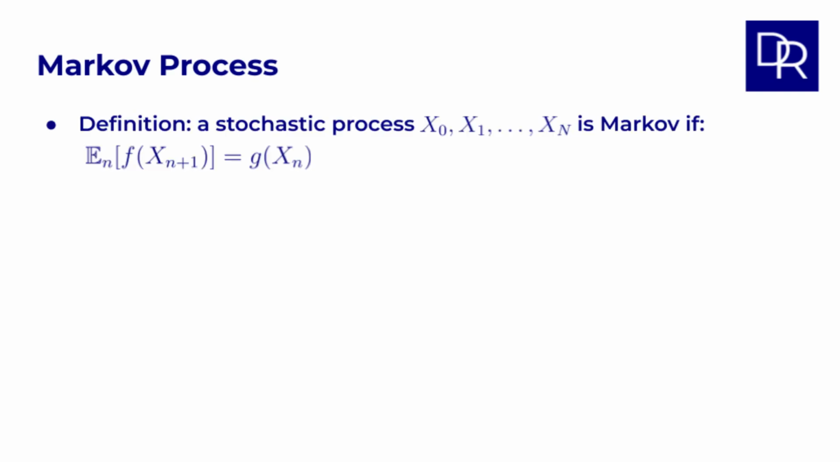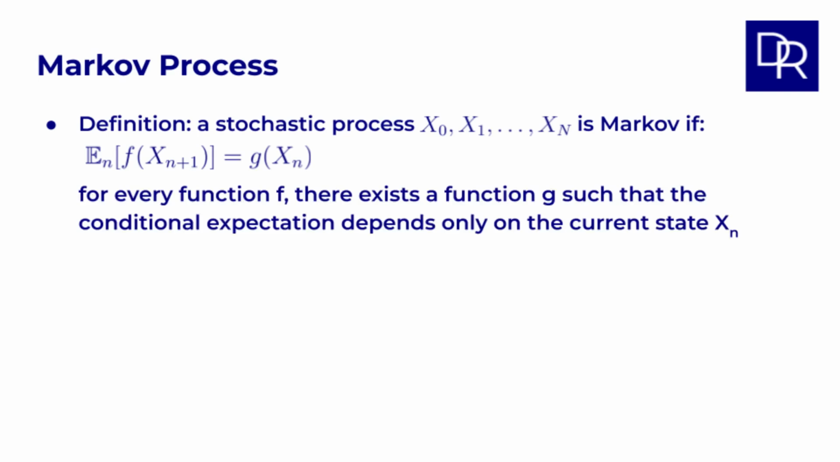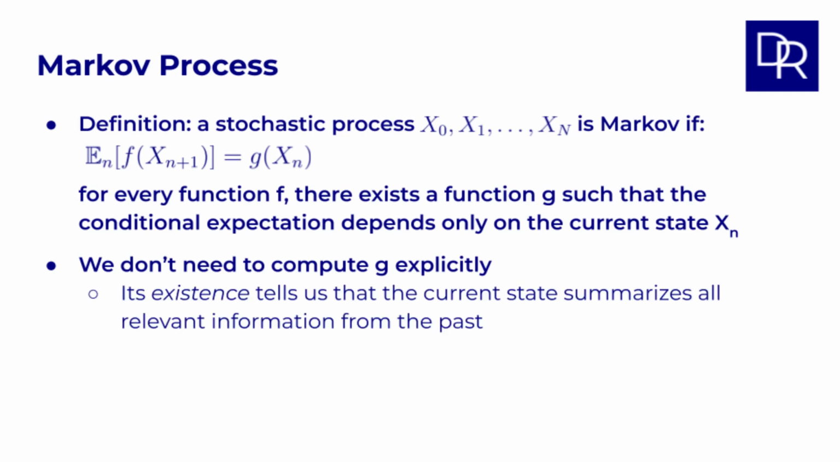Let's define it precisely. A stochastic process, x0, x1 to xn, is Markov if this holds. So this means for every function f of the random variable x, at some point in the future n plus 1, there exists a function g, such that the conditional expectation depends only on the current state xn. We don't need to compute g explicitly. Its existence tells us that the current state summarizes all relevant information from the past.